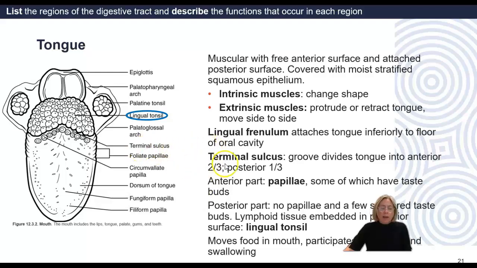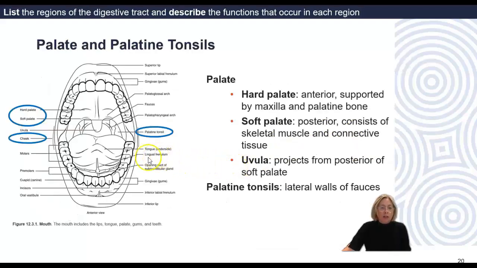If I just go back a slide now in a second, the lingual frenulum attaches the tongue inferiorly to the floor of the oral cavity. So that's what you're looking at there. And a person is said to be tongue-tied if this lingual frenulum extends too far towards the tip of the tongue, and that then interferes with tongue movement and speech production. So a little surgery can be done to correct that.